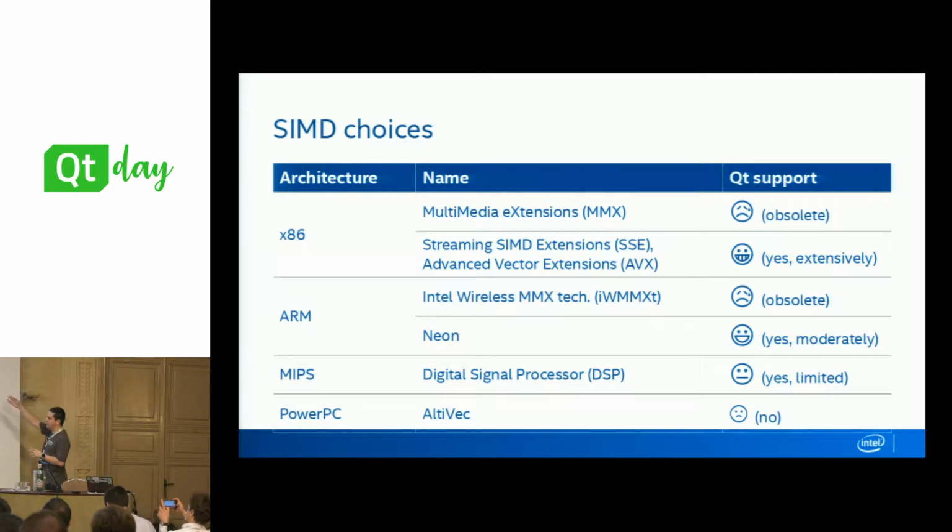You can see the smiley face is pretty happy. It exists a lot in the image manipulation code, where it gains a lot of benefit. There's the old Intel Wireless MMX technology for ARM. What the hell was Intel doing with SIMD for ARM? Does anybody remember StrongARM? That was Intel. Anyway, we don't have it anymore in Qt. We've removed it. The same thing with MMX. We've removed it from Qt.